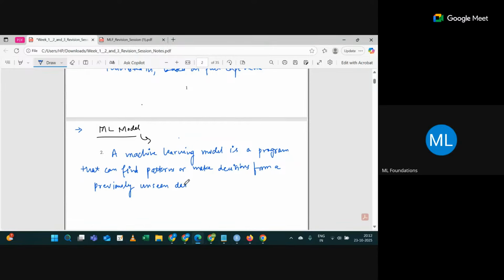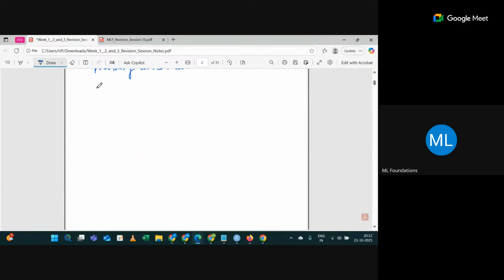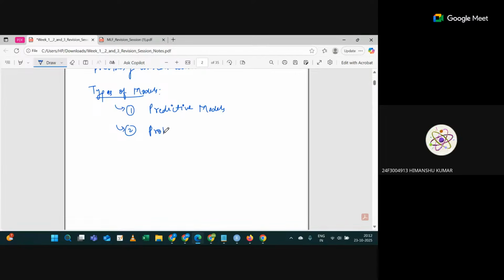So first of all, what are the two types of models we have discussed in week 1? Regression model. Sir, can I get these notes? Yeah, notes will be shared once the session ends. So the two main types of models are, first one, predictive models, and second one is, anyone? Probabilistic models. Okay.